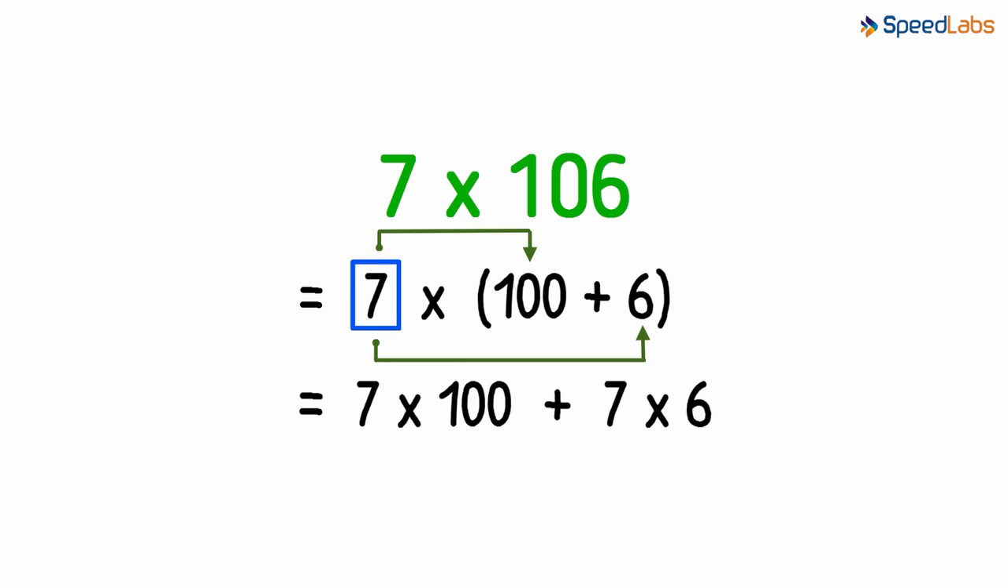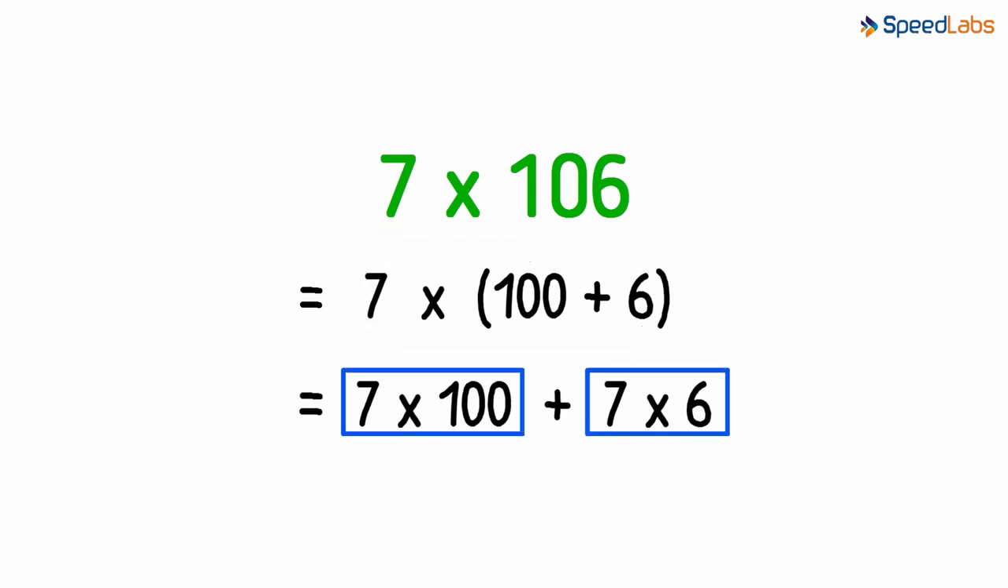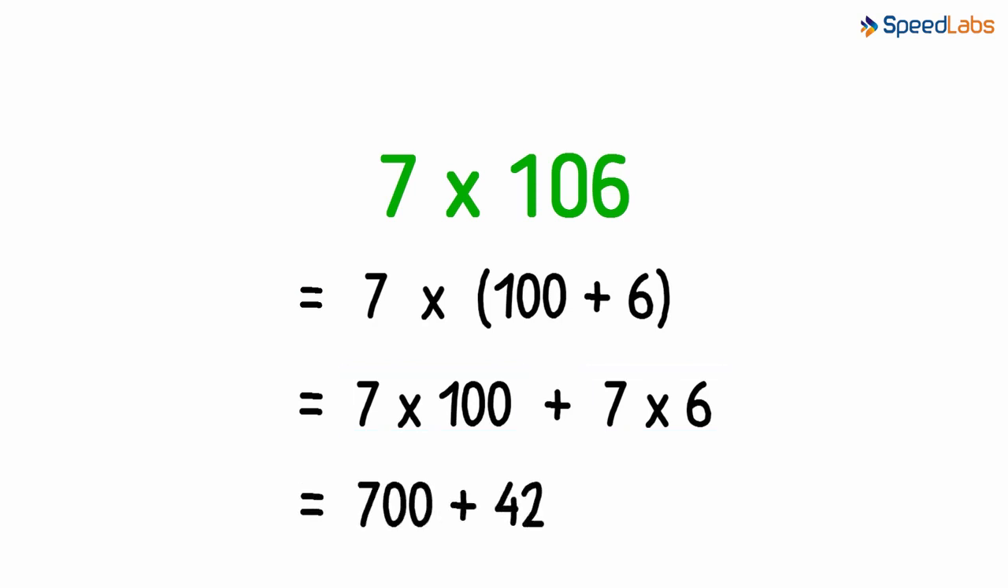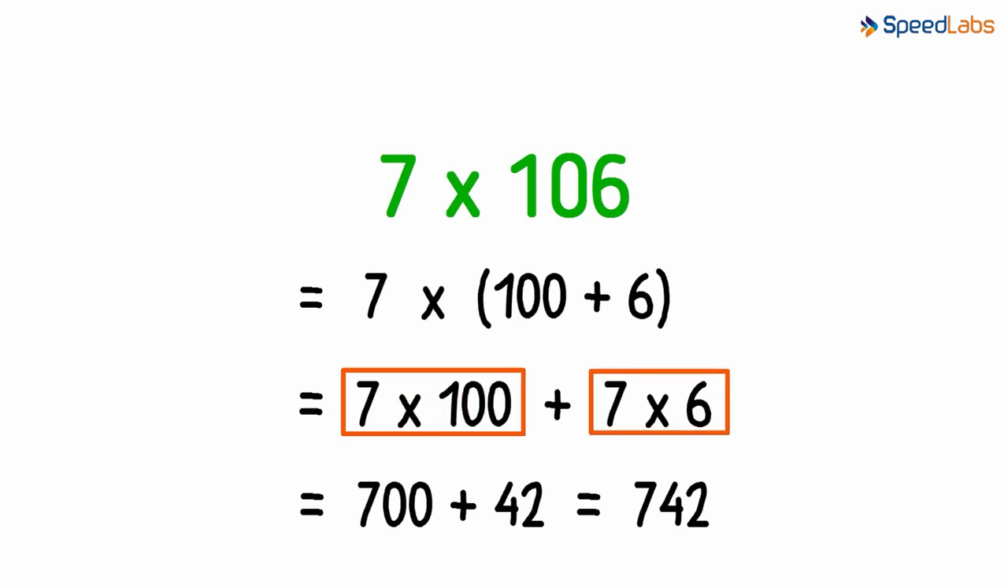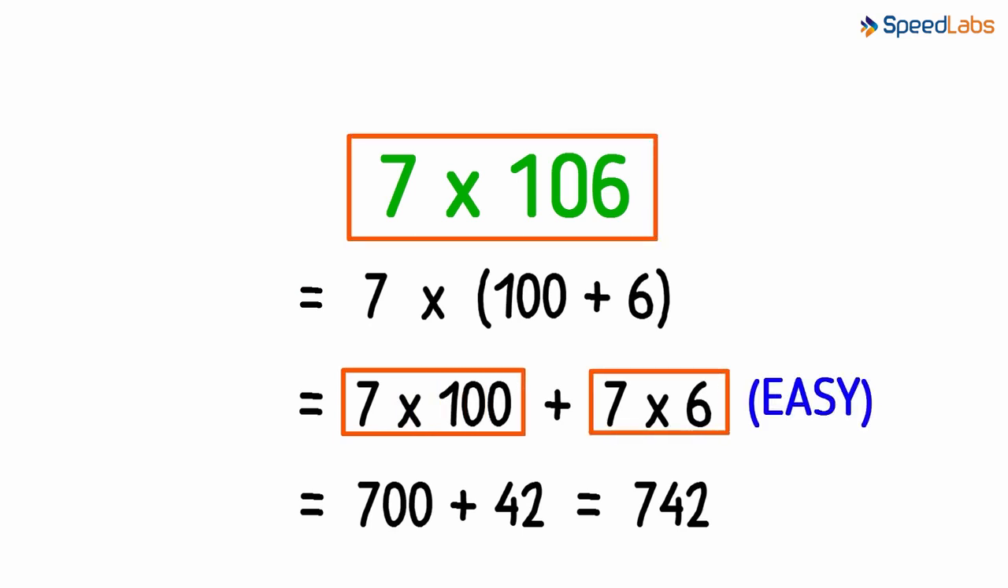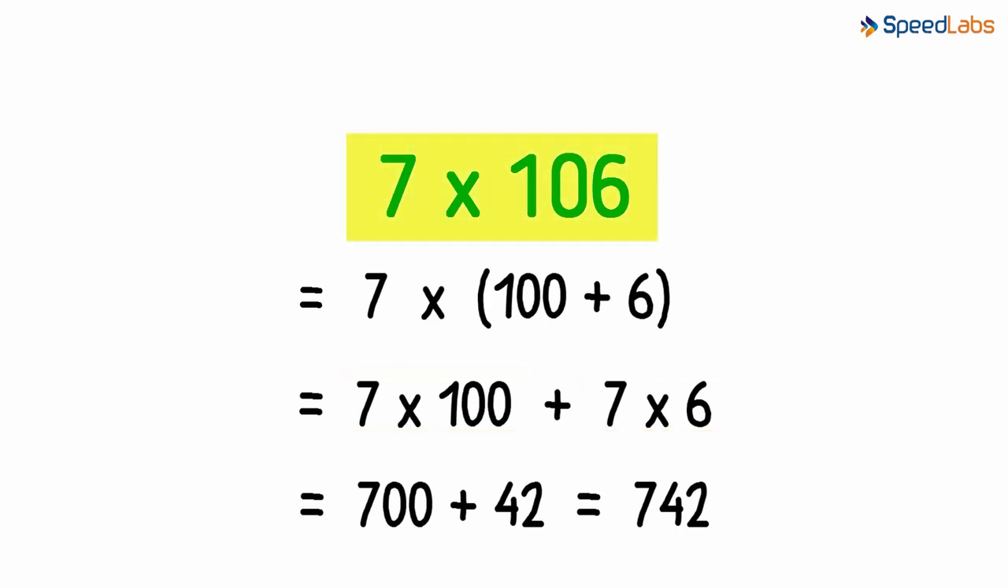What will we do next? As per the order of operations, we will find the two products first. They are 700 and 42. The final answer is 742. You will agree that it's easier to multiply the number 7 with 100 and with the number 6 than directly with the number 106. Therefore, in this case, it was better to solve the problem by expanding the brackets.